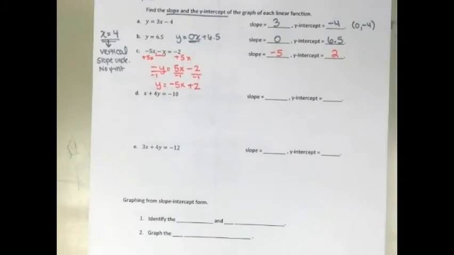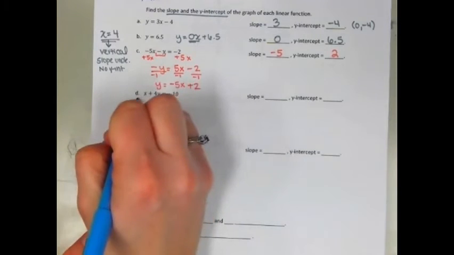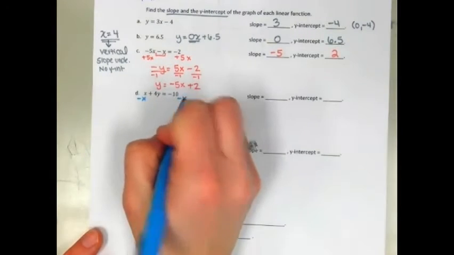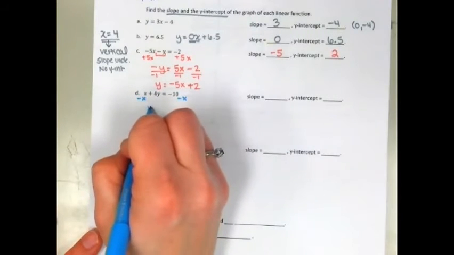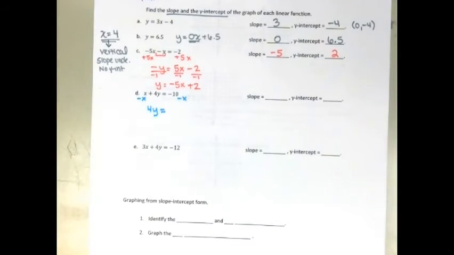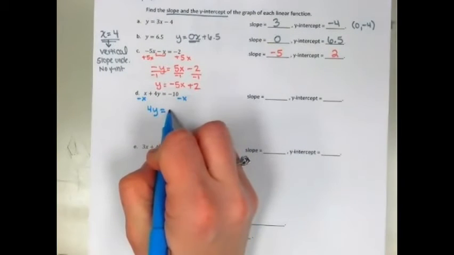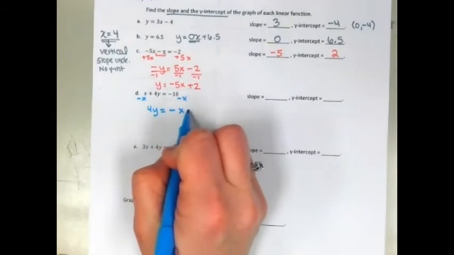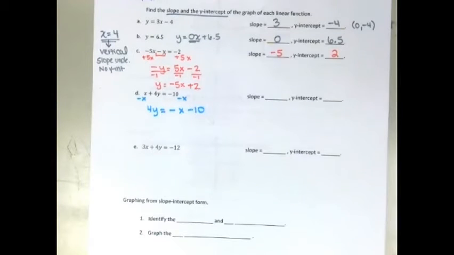What about D? Are we in y equals mx plus b form? No. So how do I move that x over? Drop it. So x minus x is 0, so we have a positive 4y now. What's -10 minus x? Isn't that just -x minus 10? Because I can't actually subtract those.